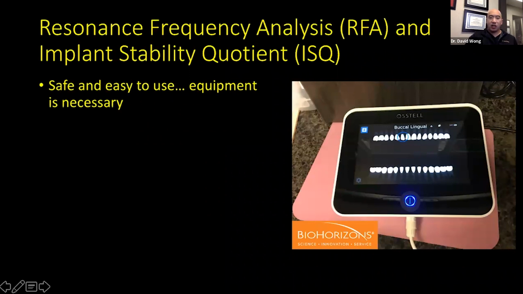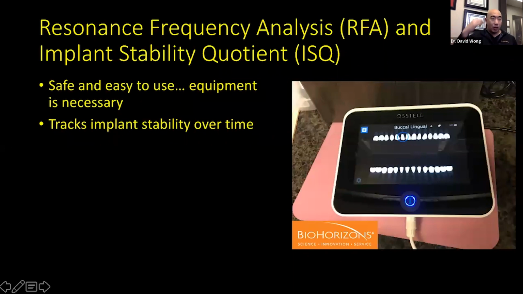Essentially what it is, it's just a little metal rod that we screw into your implant at the time of placement. And then we send electromagnetic waves through it, it vibrates, and we test the stability of it. Safe and easy to use. This is way better than trying to torque test it.